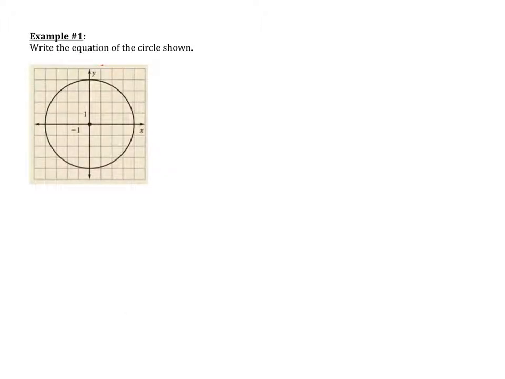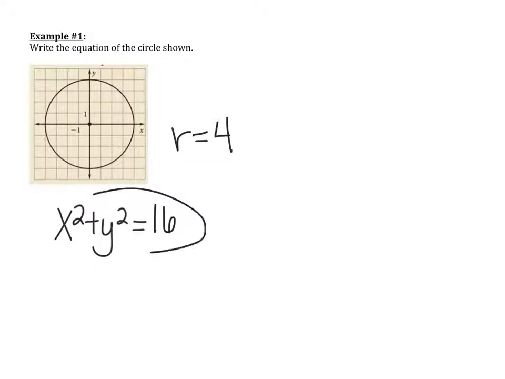Number 1, write the equation of the circle shown. So first off, notice that our origin is the center of the circle. So then you know it has to be x squared plus y squared, and we have to set it equal to whatever the radius is squared. So starting here at the origin and counting out 1, 2, 3, 4 units, our r, the radius, is 4. So remember, it's x squared plus y squared equals r squared. If our radius is 4, 4 squared is 16. So the equation that represents this circle is x squared plus y squared equals 16.